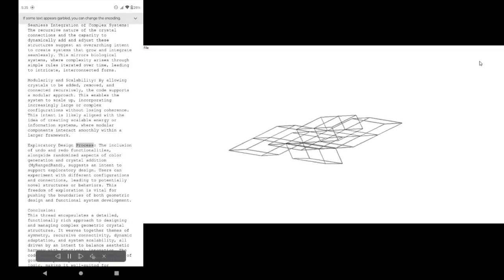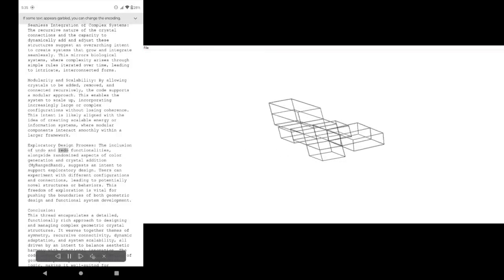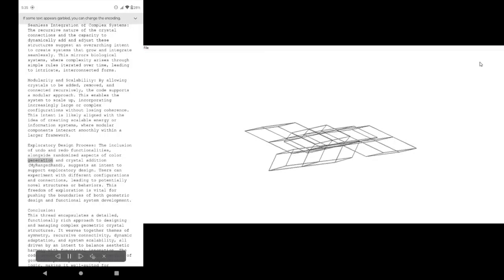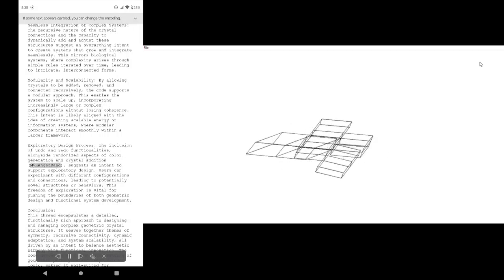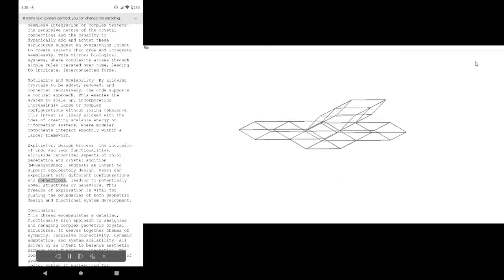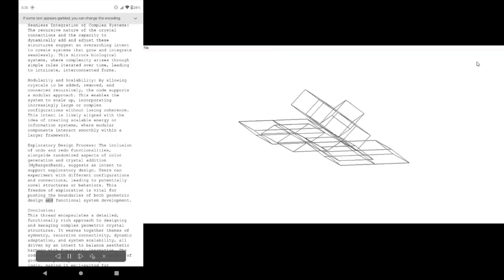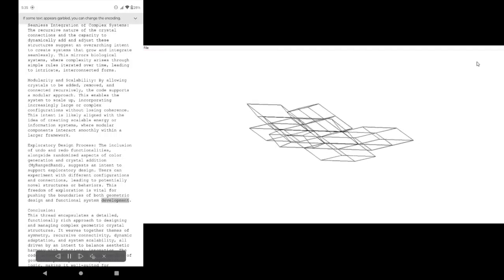Exploratory design process. The inclusion of undo and redo functionalities, alongside randomized aspects of color generation and crystal addition, myRangedRand, suggests an intent to support exploratory design. Users can experiment with different configurations and connections, leading to potentially novel structures or behaviors. This freedom of exploration is vital for pushing the boundaries of both geometric design and functional system development.